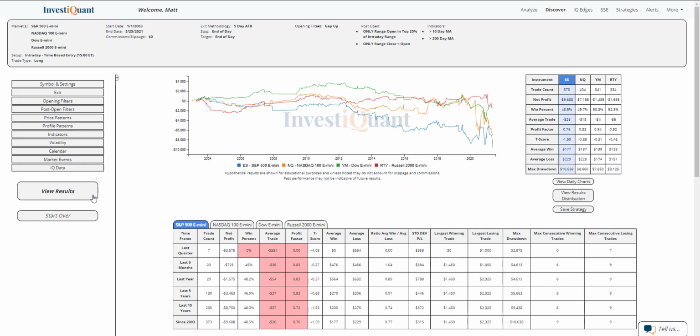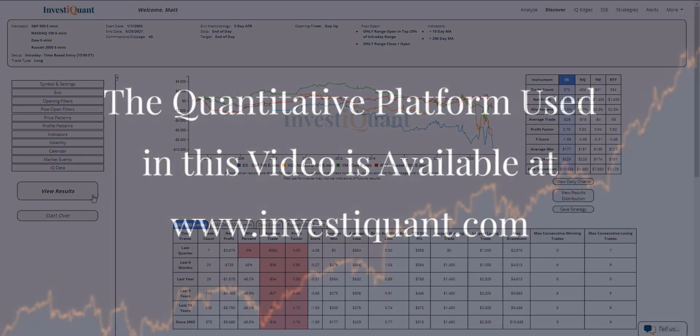So all four of these have fairly neutral win rates as we approach the close, but they all four have favored larger average moves to the downside. So a little bit more risk on the downside there, historically speaking.